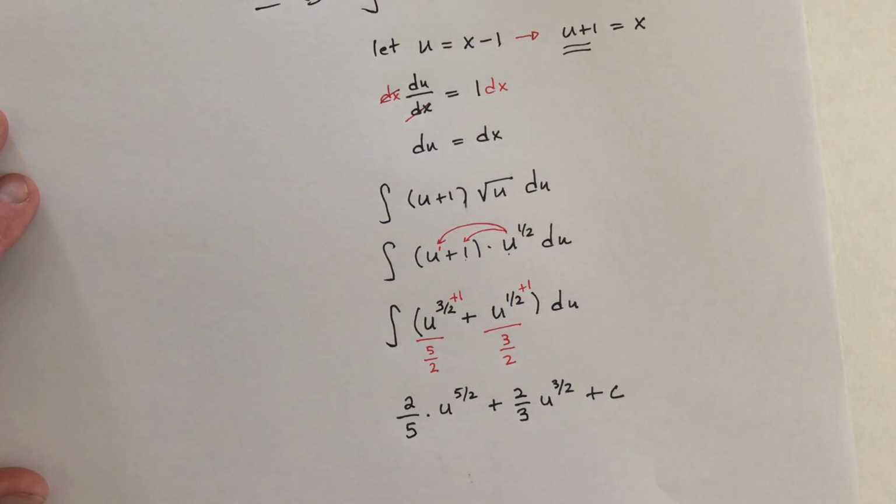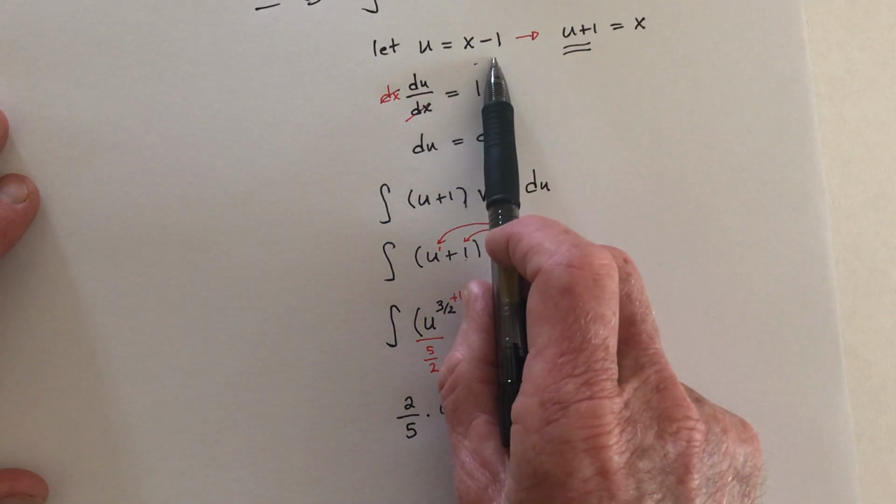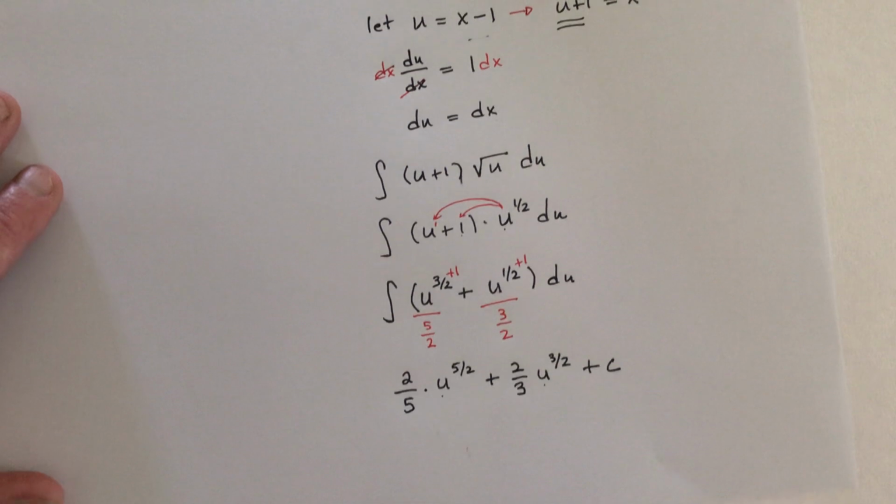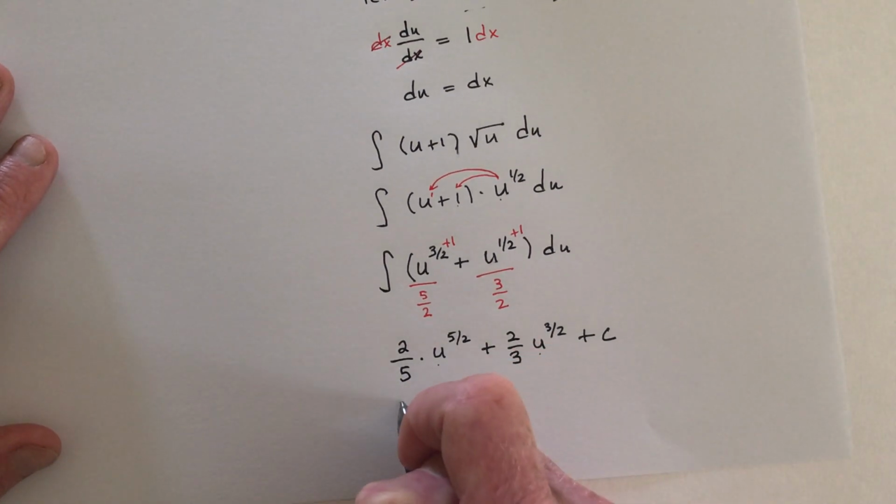So now we're done with the hard part. The only thing left to do is u equals x minus 1. So replace this with x minus 1 and replace this with x minus 1. And we're done with example number 6.